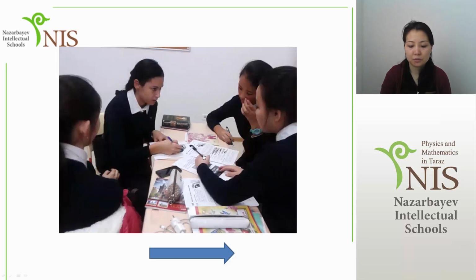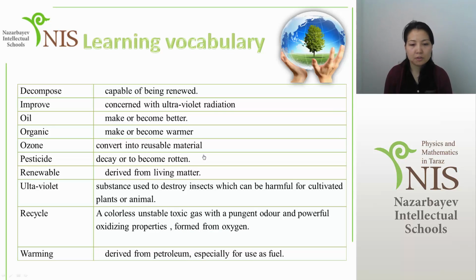Once students have finished this task, the teacher introduces new vocabulary for this lesson, such as decompose, improve, oil, organic, ozone, pesticide, renewable, ultraviolet, recycle, and warming. Students are given words and definitions. First of all, students work individually. They have to try to match words with their definitions.